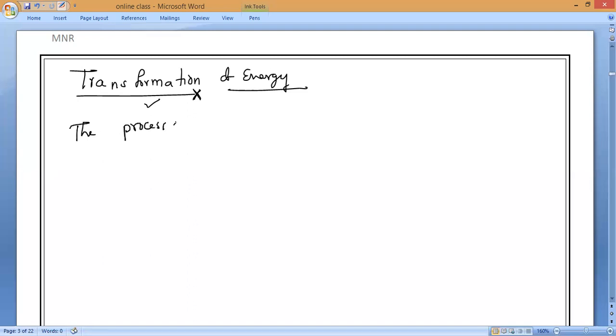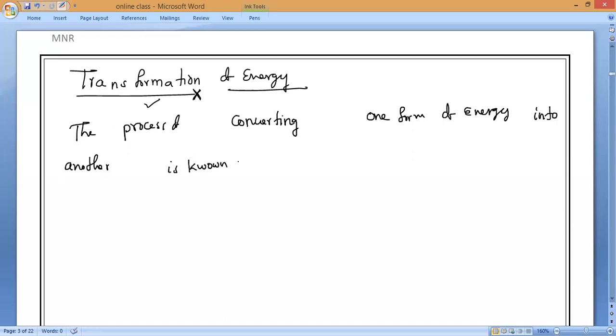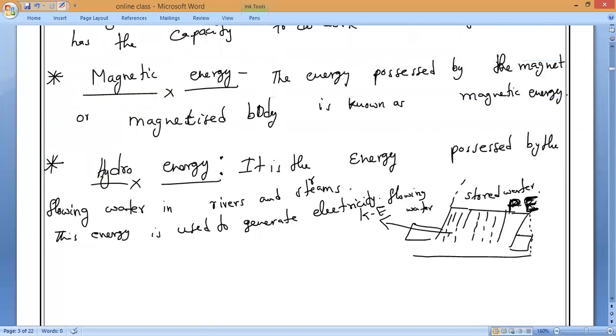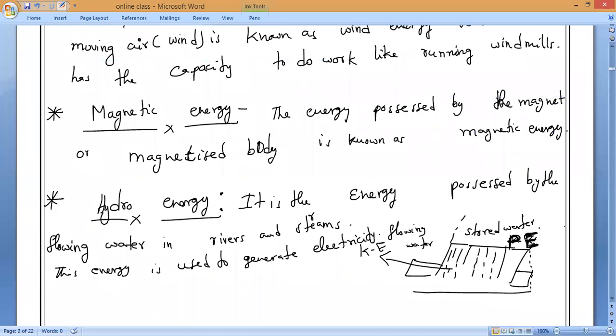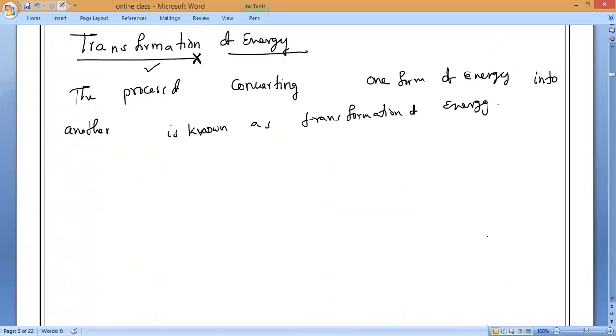The process of converting one form of energy into another is known as transformation of energy. Clear, everybody? Just now I told you the water stored in the dam is potential energy. If I open the gates, then potential energy is converted into which energy? Kinetic energy. That is what you have to remember.